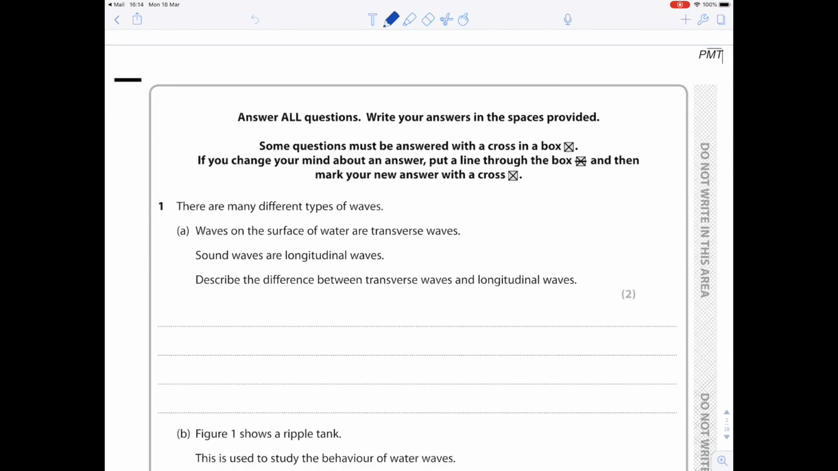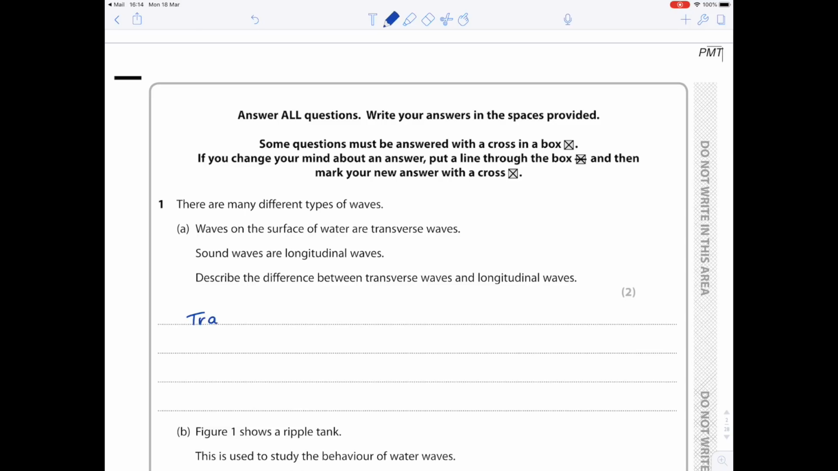So, starting with question 1, there are many different types of waves. Waves on the surface of water are transverse waves. Sound waves are longitudinal waves. Describe the difference between transverse waves and longitudinal waves. This is a very nice question to get you going with. You simply need to state the definition of transverse waves and compare that to the definition of longitudinal waves. And don't forget, my perfect answer revision guide has all these definitions in there in the most concise way possible.